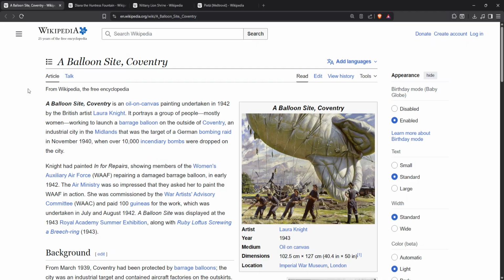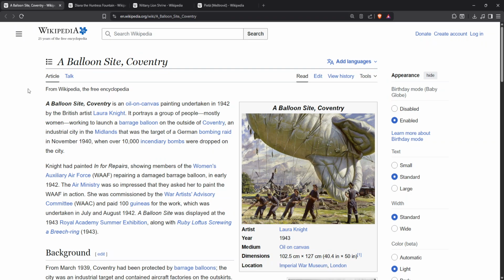Knight had painted Take Off for repairs, showing members of the Women's Auxiliary Air Force, the WAAF, repairing a damaged barrage balloon. In early 1942, the ministry was so impressed that they asked her to paint the WAAF in action. She was commissioned by the War Artists' Advisory Committee and paid 100 guineas for her work, which was undertaken in July and August 1942.